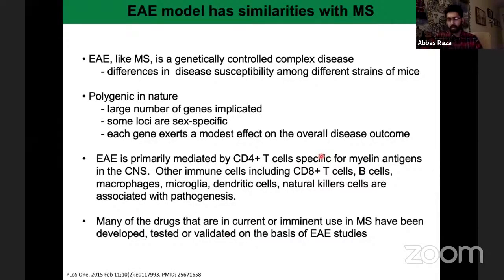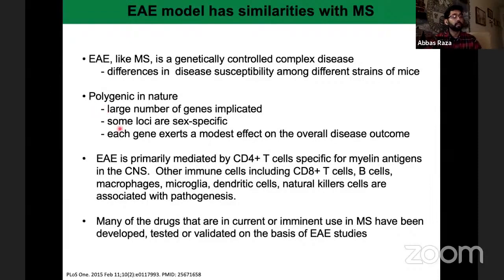Now, since we are trying to model this disease in the mouse, there has to be some homology between the disease in the human and the disease in the mouse model. So here I've just listed a couple of things just to give you an idea, like EAE is no more different from MS. First, EAE also has a genetic component. So there are some strains of mouse which are susceptible and some strains which are resistant. Just like in the human population, there are some ethnic populations which exhibit a lot of susceptibility. And also EAE has a lot of genes contributing to its susceptibility. So it's a polygenic disease.